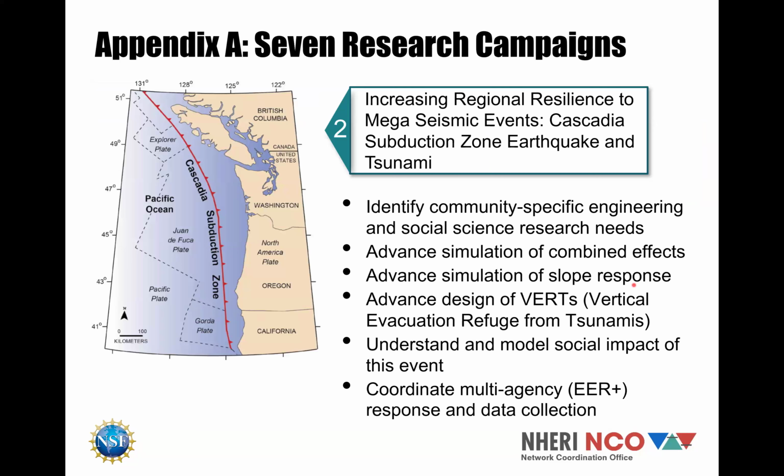Next one is the threat I talked about of the Cascadia subduction zone causing a mega earthquake followed by a mega tsunami. So how do we deal with this event? How do we educate the community that this is a potential? Again, social science needs. How do we advance the simulation of this complex combination of hazards?